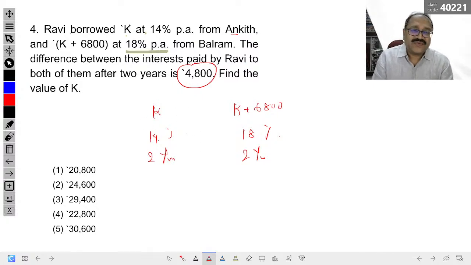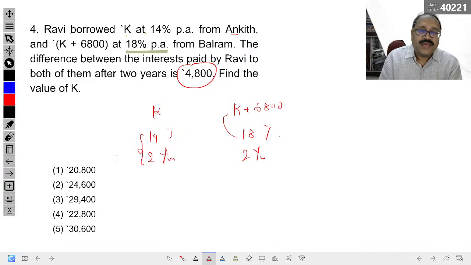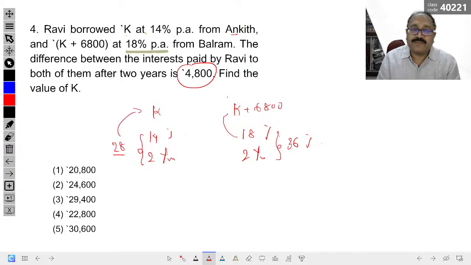Okay, look at this one. This is 14% of K. Here 18% of K. Now the total interest will be 14 into 2, and that is 28% is the total interest. And here the total interest is 18 into 2, that's 36% is the total interest. So you are paying 28% of K here. And here you are paying 36% of K plus 36% of 6,800.